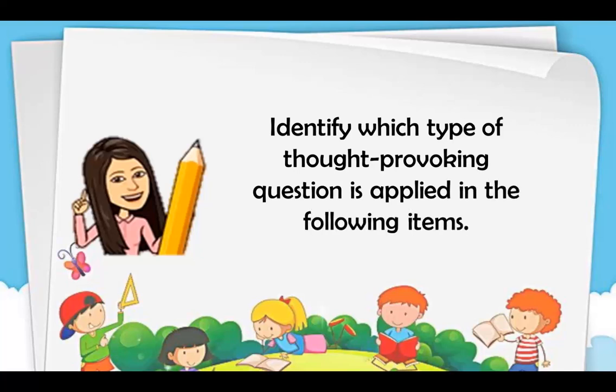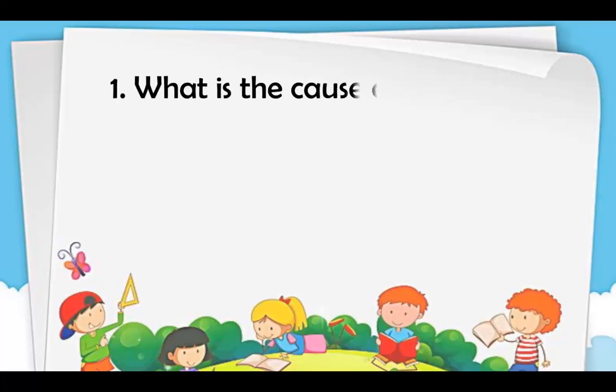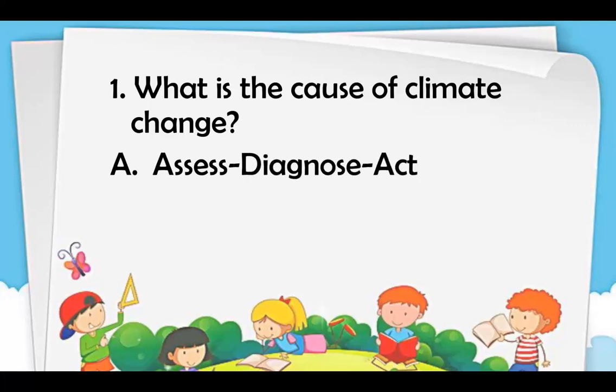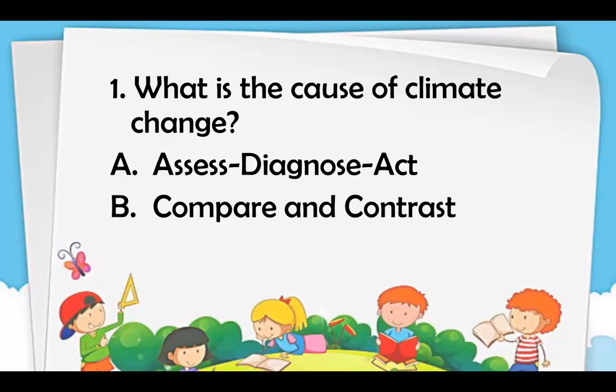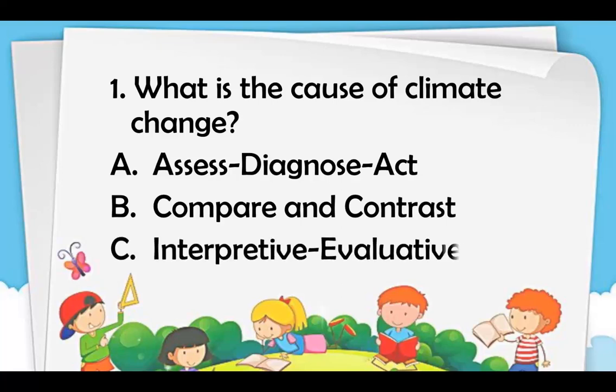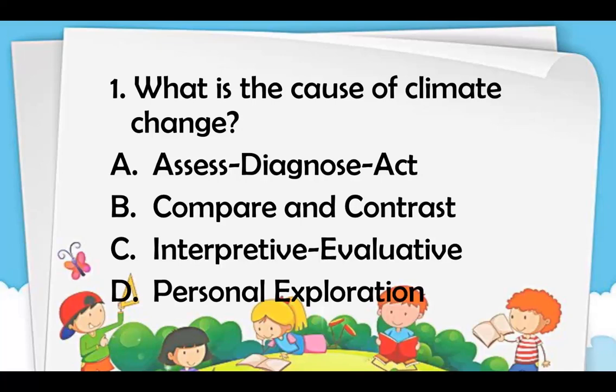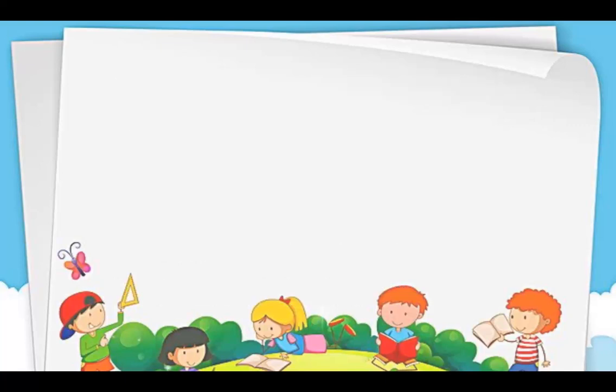Are you ready? Number 1. What is the cause of climate change? A. Assess, diagnose, act. B. Compare and contrast. C. Interpretive, evaluative. Or D. Personal exploration. The answer is letter A. Assess, diagnose, act. Very good. In this question, we are making a diagnosis on the causes of climate change.